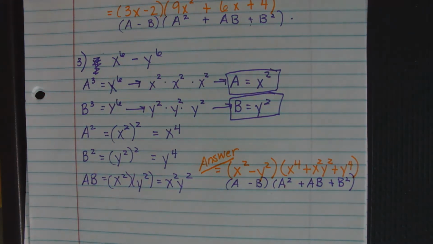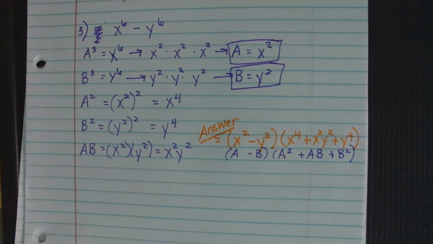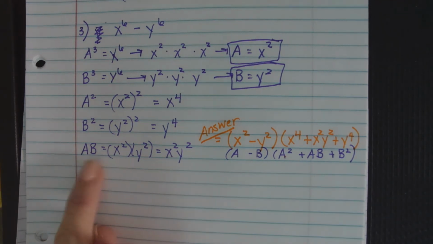Let me scoot that up. Some of this may look familiar when we've done some division problems, okay? This is the shortcut for long division and or synthetic division, specifically for the difference of cubes and sum of cubes, okay? The work, finding a, b, a squared, b squared, and then the ab.